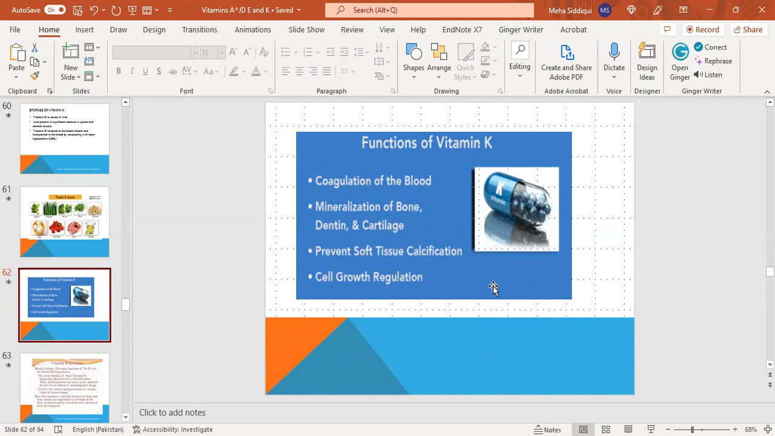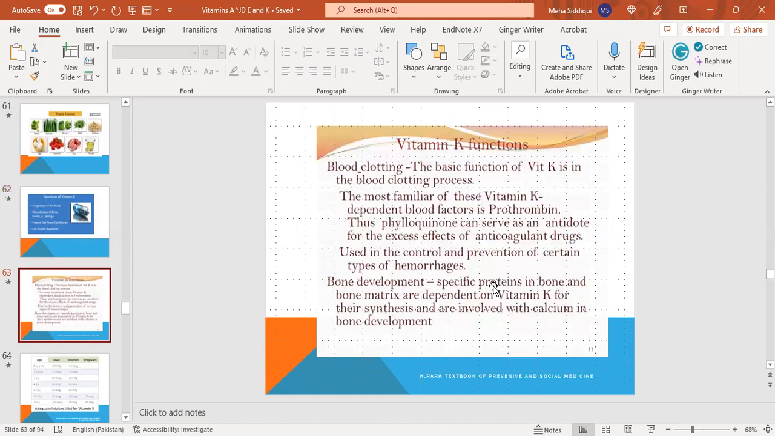Functions of vitamin K. These are coagulation of the blood, mineralization of bone, dentin and cartilage, prevention of soft tissue calcification, and cell growth regulation. Blood clotting: the basic function of vitamin K is in the blood clotting process. The most familiar of these vitamin K dependent blood clotting factors is prothrombin. Thus, they can serve as an antidote for the excess effects of anticoagulant drugs.